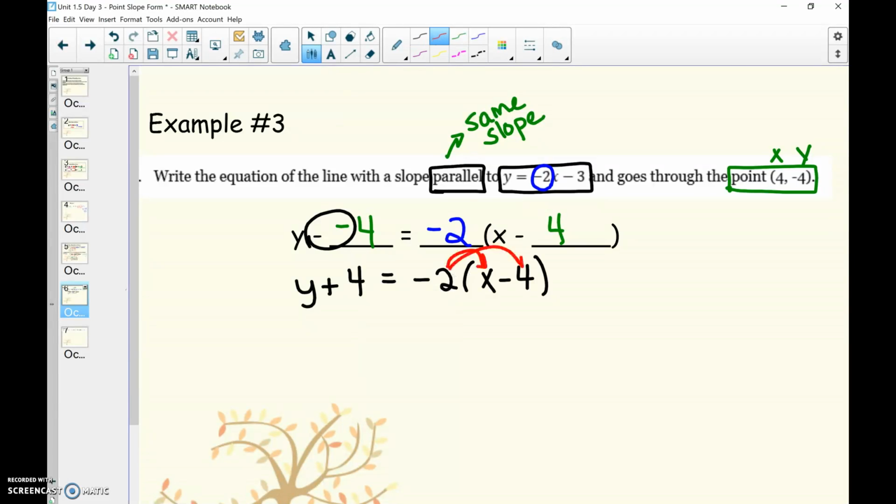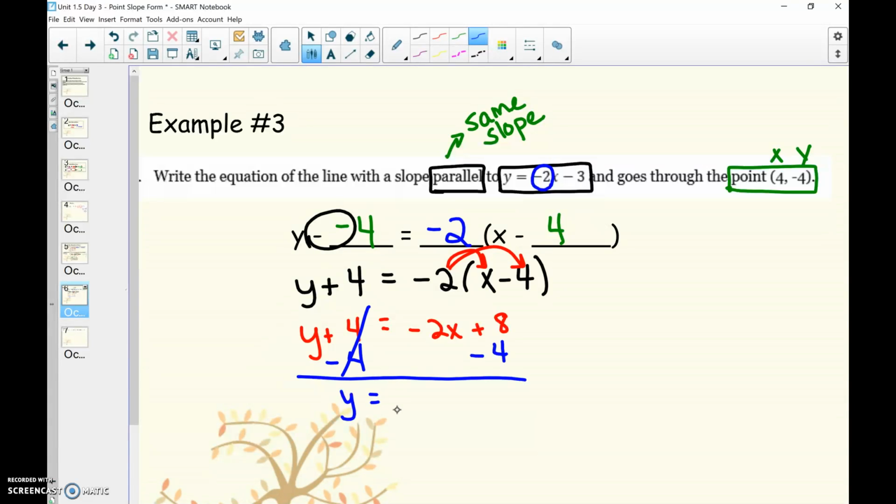First thing I'm going to do is distribute. So I still have y plus 4. Kind of nice, there's no fractions this time, so it's just -2x. -2 times -4 is going to end up being +8. Be really careful about that. Negative times a negative is a positive. And remember, our goal is we want to get y by itself. So one last thing we got to do, subtract 4 from both sides. That's gone. So I have -2x plus 4 for a final answer. So there's my equation of the line for that one.